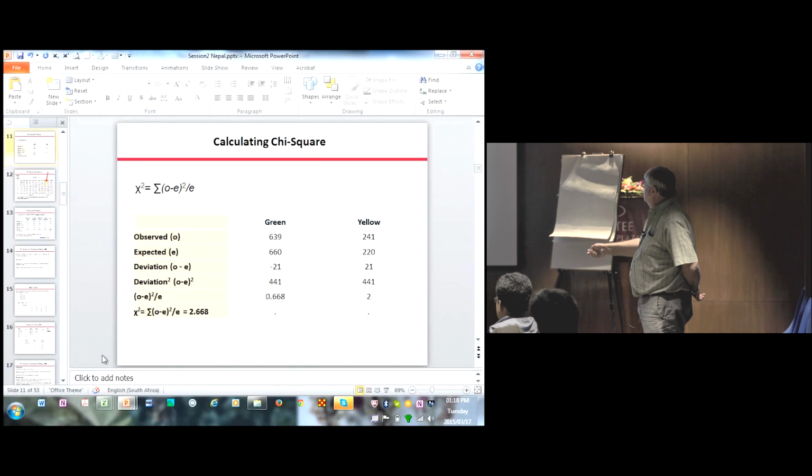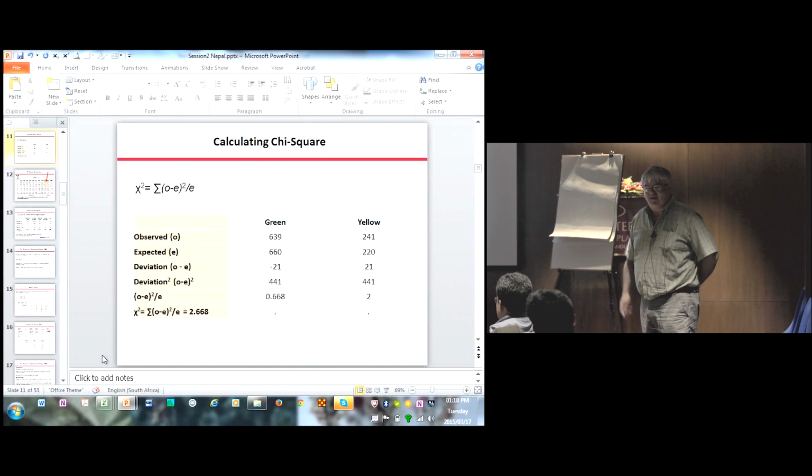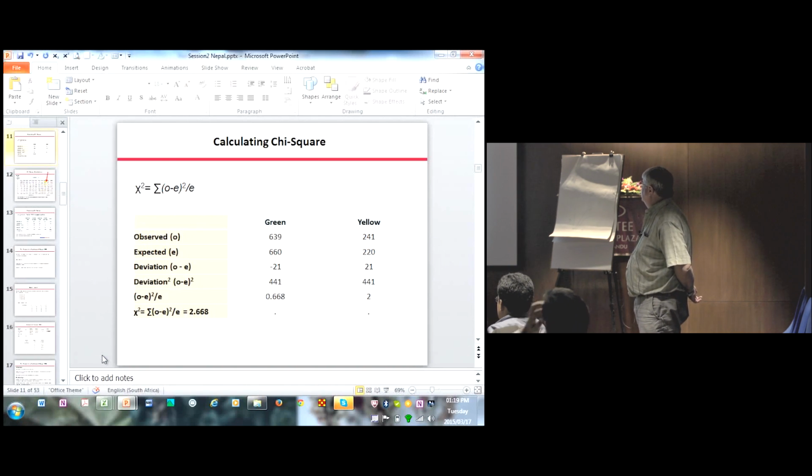The deviation is squared because I have to get rid of the negatives, and they just happen to be the same. Okay. That's purely coincidental. I then divide by the expected. So in other words, I take my 440 and I divide it by 660. And I get a value. I take my 421, and I divide it by 2. And I get a value. And when I add those two values together, I come up with a value of 2.6 or 2.7.